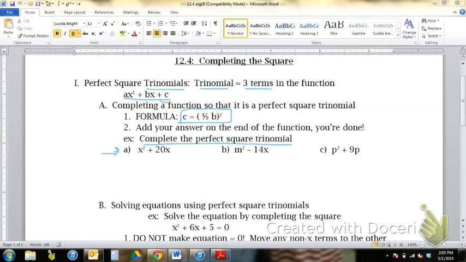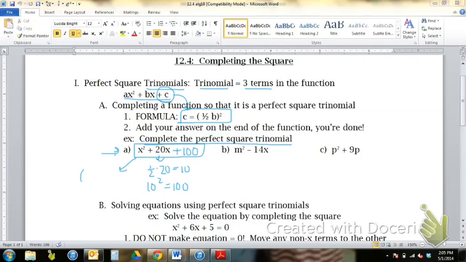All right, so we're trying to figure out what's this number c that would add on to the end. And here's how we figure it out. We take half of our b and square it. So half of 20 is 10, and then I square that and get 100. So to complete this, I would add 100, and this would be the answer.